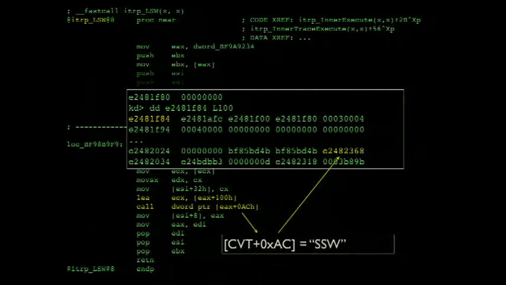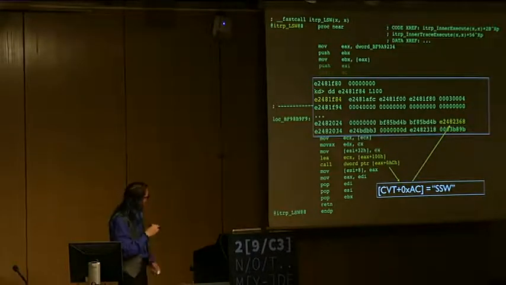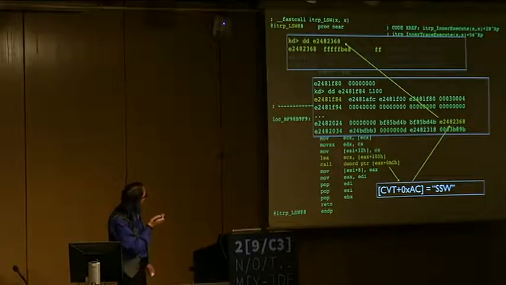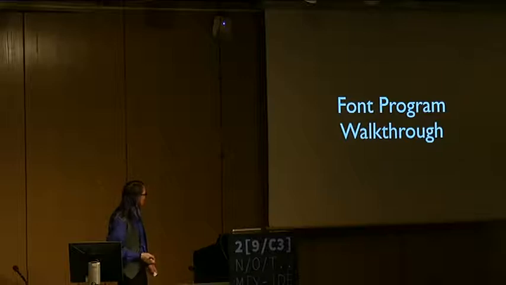This value right here, EAX, is basically pointing to the CVT table. So CVT table plus AC hex is that pointer. It grabs that value and calls it. So, oh yeah, there's the shellcode. Just a reminder, this is shellcode.